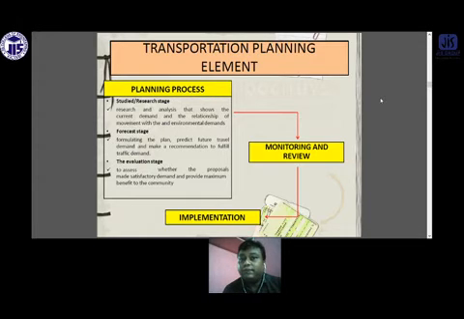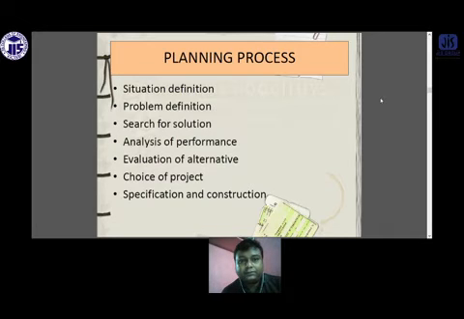Now we implement in some pilot project or on a small-area basis. That is called the monitoring or review, meaning whether we are going in the right direction or not. And if it is successful, then we go for the final implementation. So what is the planning process? Situation definition, problem definition, search for the solution, analysis of the performance, evaluation of the alternatives, choice of the project, and specification of the construction.